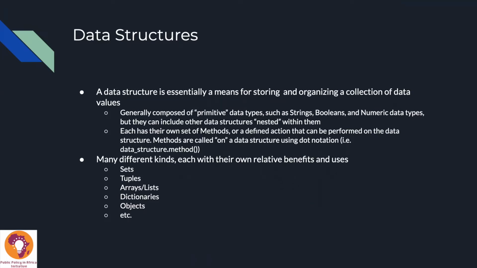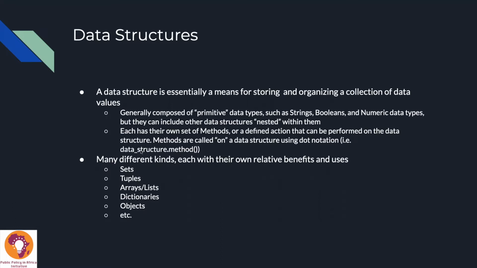Each data structure has its own set of methods, or defined actions that can be performed on the data structure. Methods are called on a data structure using dot notation, as we saw last week when we did the set data structure, and we were calling methods like add and remove on those sets.